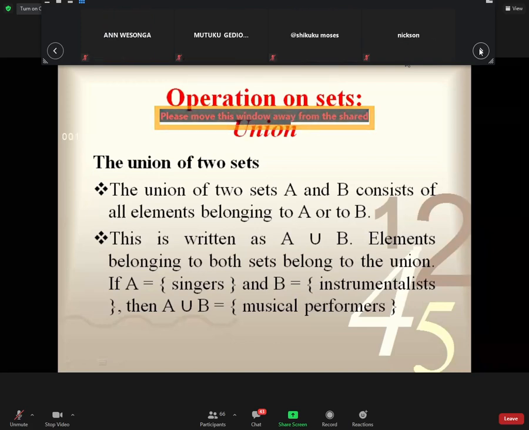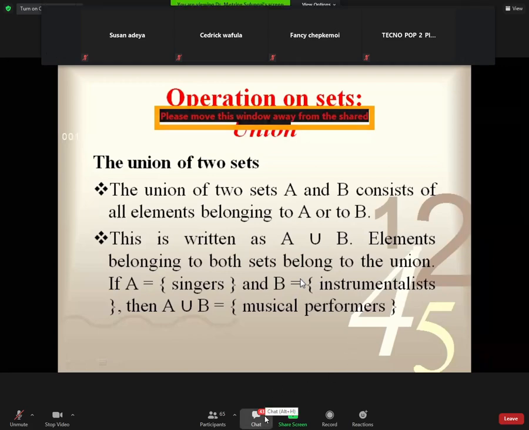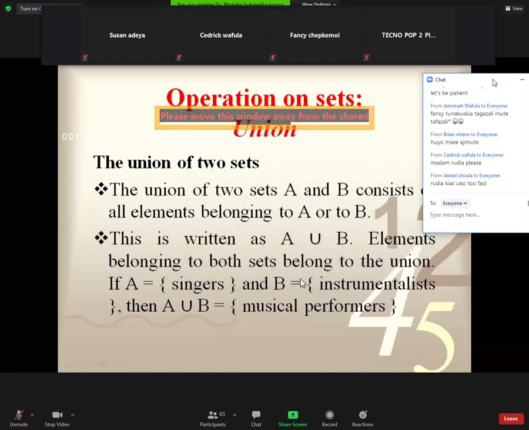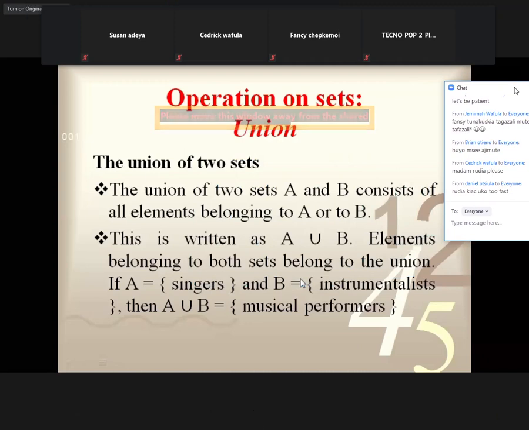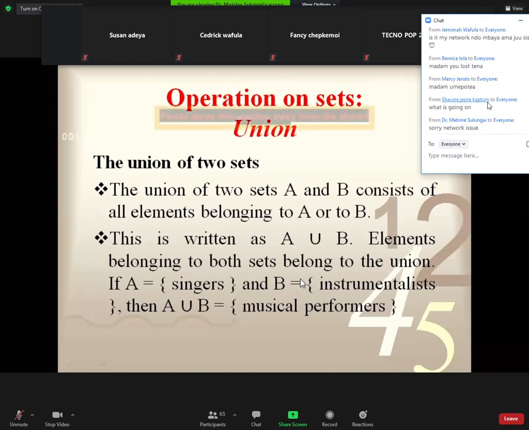Now, the example I've shown on the screen, I've said this is written as A union B. Elements belonging to either set belong to the union. For example, if A is singers and B is instrumentalists, then A union B is musical performers. Or I'm saying set A has, let's say, orange and guava, and set B has apple and bananas.